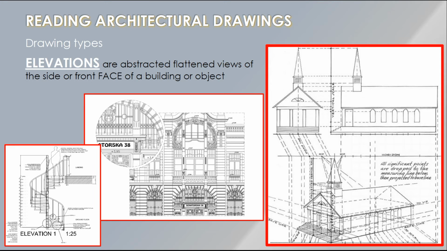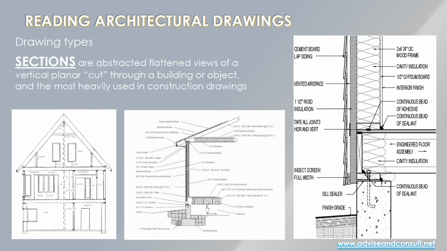Okay, then our third drawing type is sections. And again, abstracted, flattened views of the vertical planar cut through a building or object. This is one of the most heavily used drawing types in construction drawings, and you'll see more why that is the case further along. The drawing on the right side is an architectural detail.